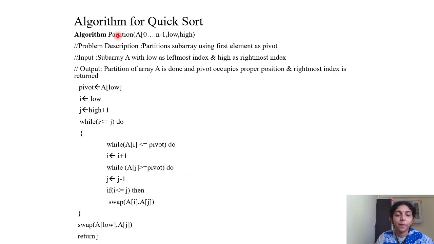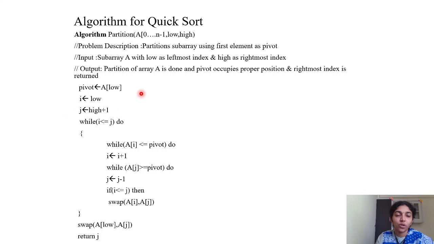Now we will go for the partition algorithm. In partition we are going to pass three parameters: a of 0 to n minus 1, then low and then high. The problem description is that this partitions the subarray using the first element as the pivot element. Input is subarray a with low as the leftmost index and high as the rightmost index. Output is that partition of array a is done, the pivot occupies its proper position, and that index is returned. This is the output we get.